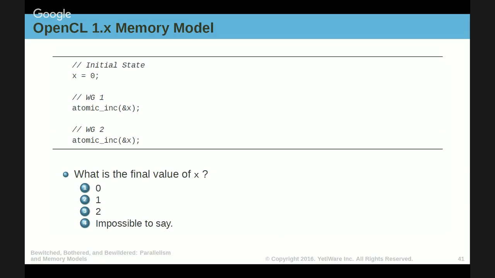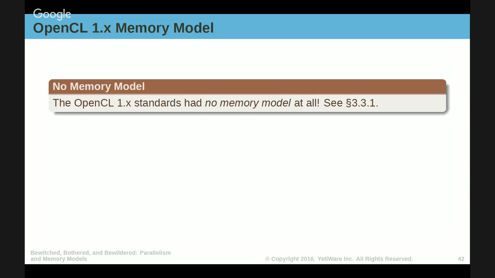You can mix reads and writes of atomics. So I'm going to increment in one work group and increment in a second work group. How many people think the final value is 0? 1, 2? Impossible to say. So it's actually completely impossible, because we don't have a memory model, right? Even for atomics, we don't have a memory model. So the OpenCL 1.x standard has no memory model at all.